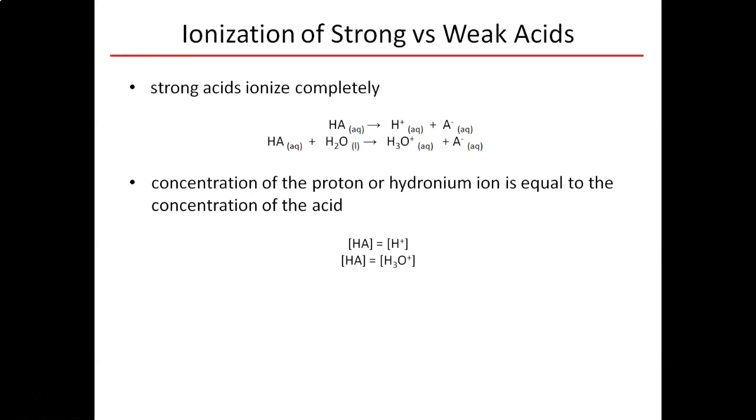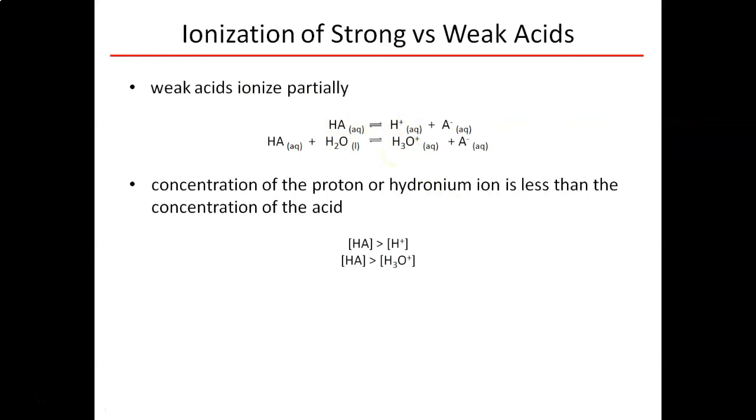What we're going to do is look at determining the pH of weak acids and weak bases. We're going to look at what the concept of ionizing partially means. Now we know a strong acid ionizes completely. This means that the concentration of the hydronium ion or proton will be equal to the concentration of the acid, because every acid particle has become a proton or hydronium ion.